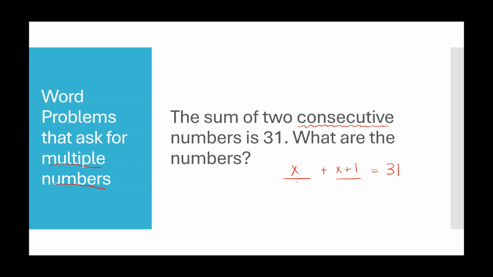And now I can combine like terms and say I have 2x plus 1 is 31. And now I solve for x, just like I might for any old problem. I end up with a number, and then careful because I'm not done. It wants to know what are the two numbers. Here they are, 15 and 16. Is it true that these are consecutive? Yes. Is it true they add up to 31? Yes. Thank goodness.